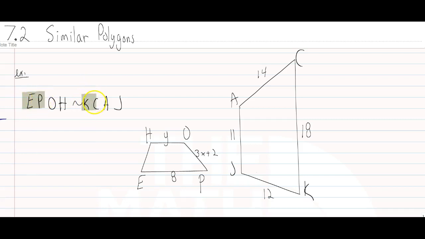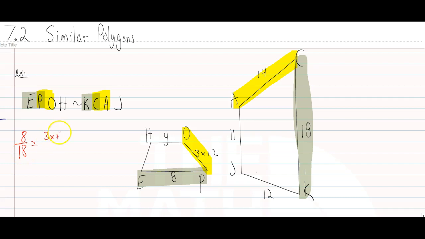Segment EP and segment KC are corresponding to each other, and the quadrilaterals aren't congruent, and we can see that's not true because 8 and 18 aren't equal to each other, but that establishes a ratio between these two quadrilaterals. So 8 over 18 is equal to, and now we can look for the variable of x, and I see that OP is corresponding to AC, so here is OP. There's segment AC, so 8 over 18 is equal to 3x plus 2 divided by the 14.